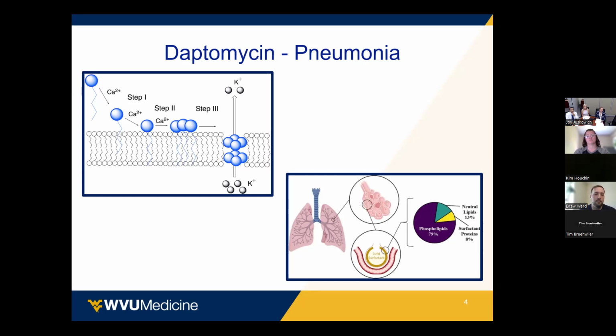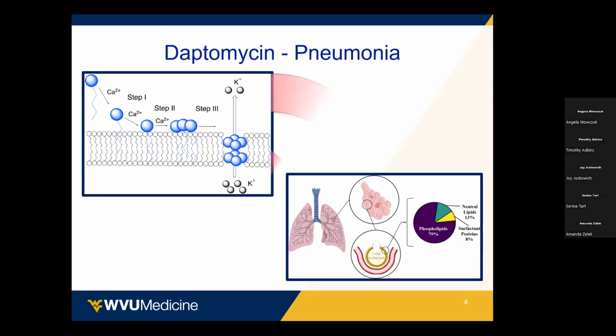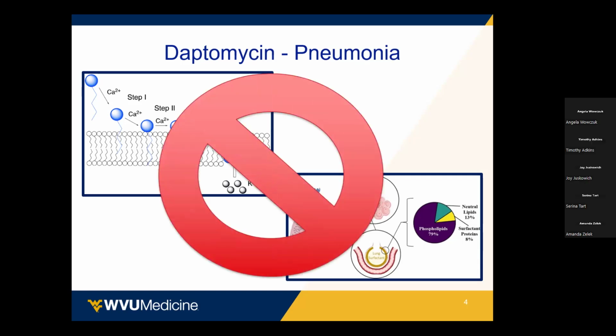There are three takeaways that I'm hoping to convey through this presentation today, but the very first and maybe most important one is that in true cases of bacterial pneumonia in which the alveolar space is involved, because of pulmonary surfactant, daptomycin is not an option for treatment and has been associated with treatment failure.